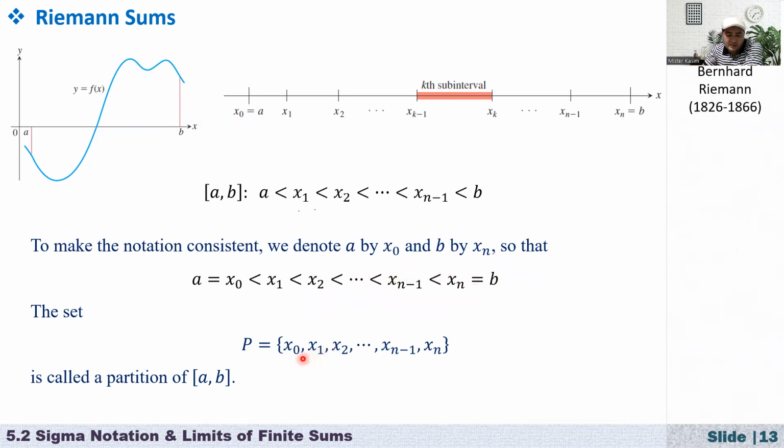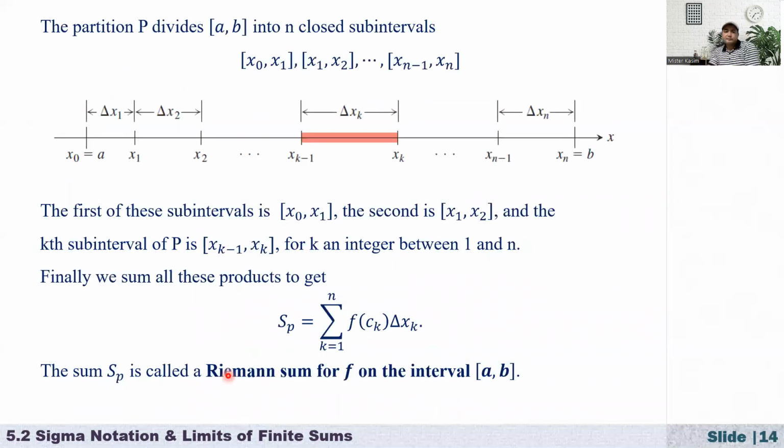Then the set x sub 0, x1, x2, up to x sub n minus 1, x sub n, how many points do we have here? n plus 1, right? This is called a partition of the line segment [a, b]. The partition P divides the line segment [a, b] into n closed subintervals. From x sub 0 to x1 is the first subinterval, from x1 to x2 the second, from x2 to x3 the third, and from x sub k minus 1 to x sub k is the kth subinterval.